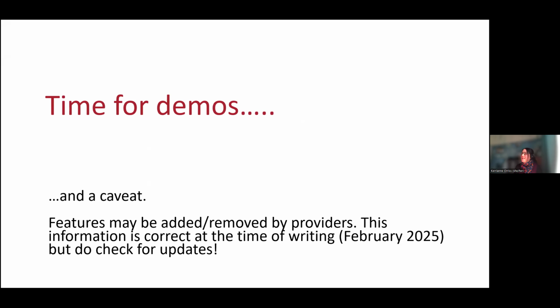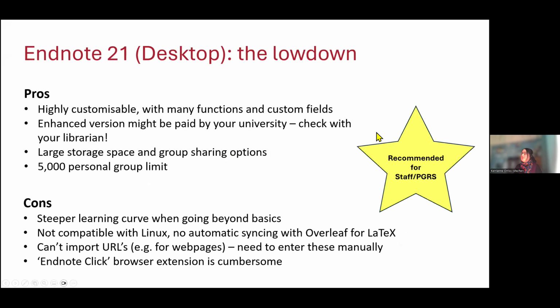So let me start off with the first one, which is EndNote 21 desktop. The pros of this are that it's highly customizable, which I'll show you in a minute, with many functions and custom fields. If you have a subscription, and if you're at the University of Bristol, you do, but you need to check with your librarian if you're at another university. But if you have a paid subscription, then it's worth trying because it has a very large online storage space.